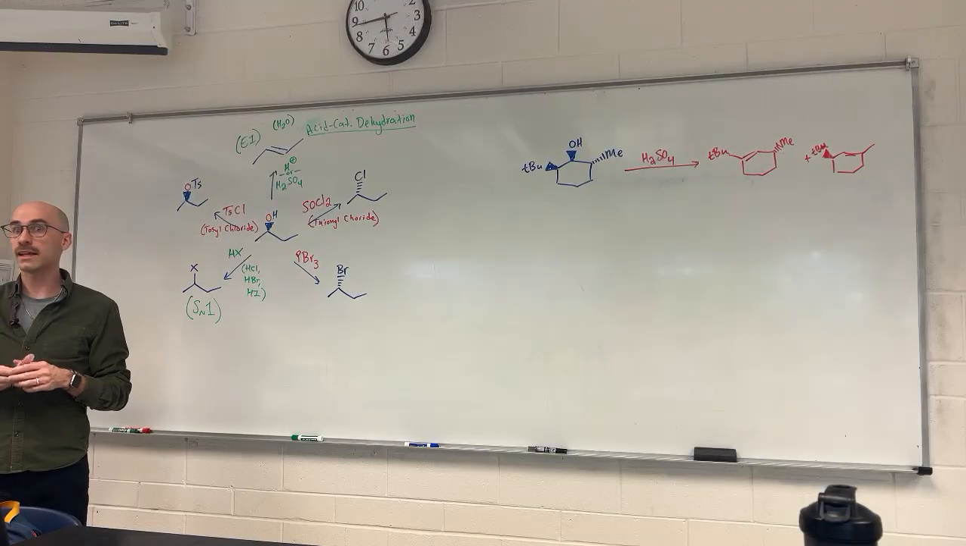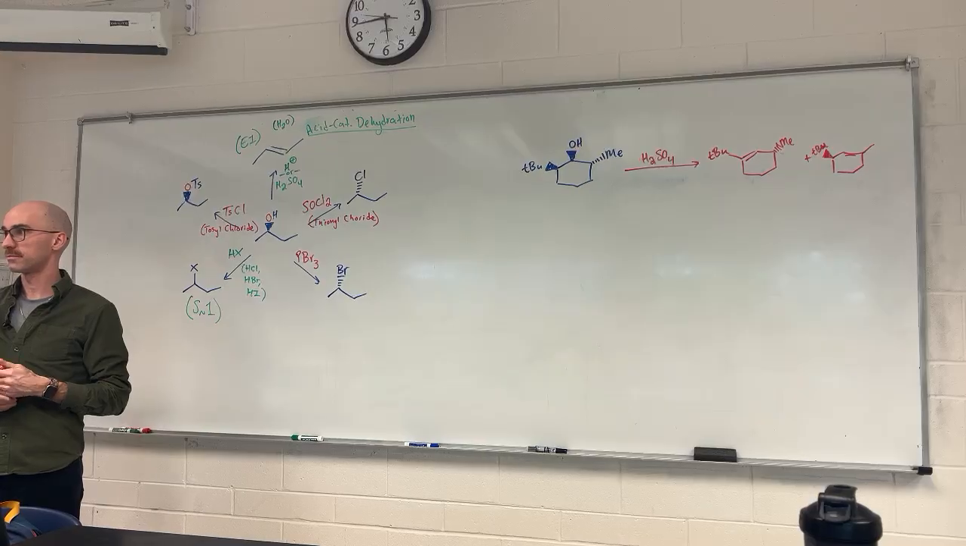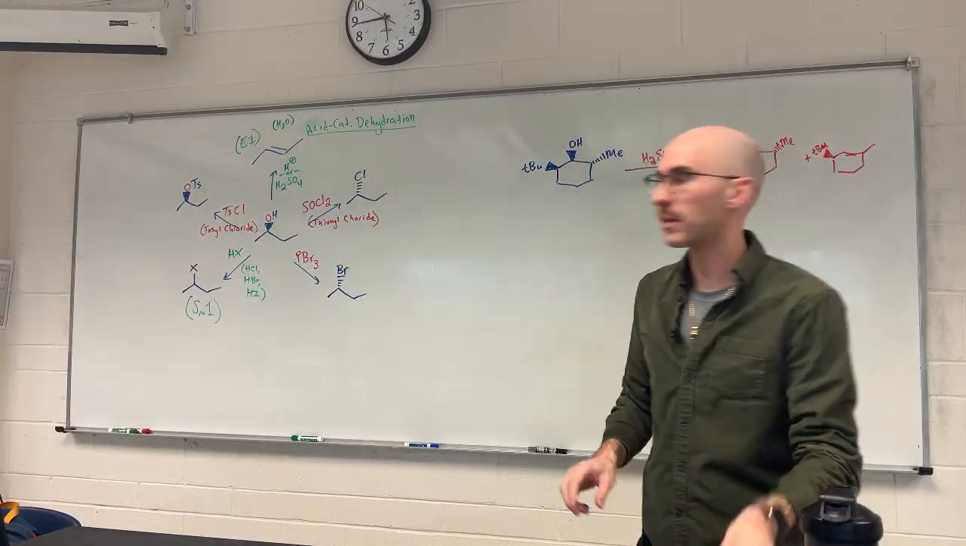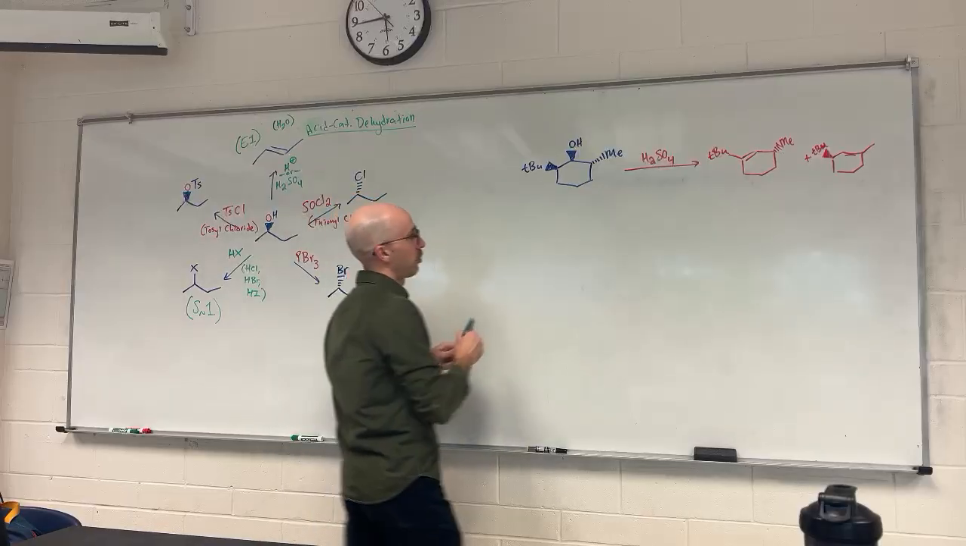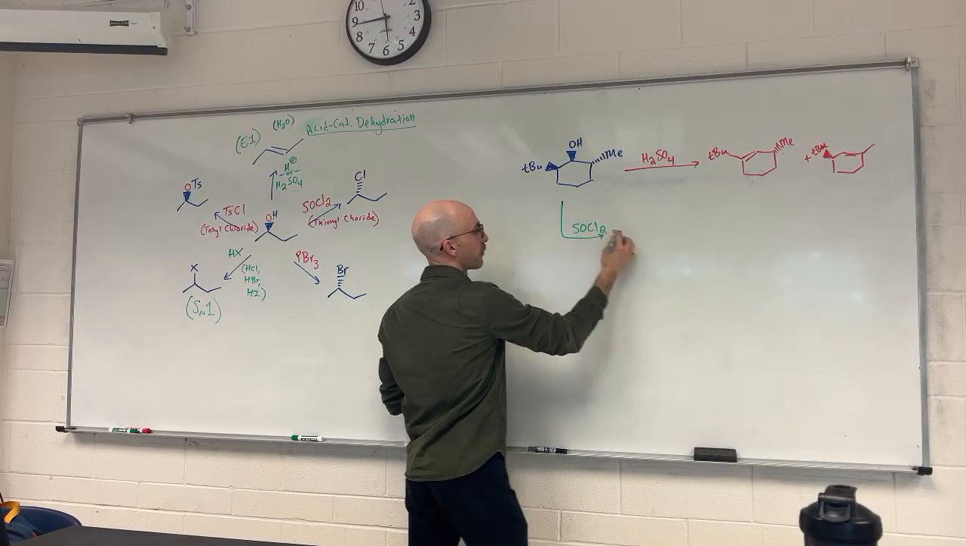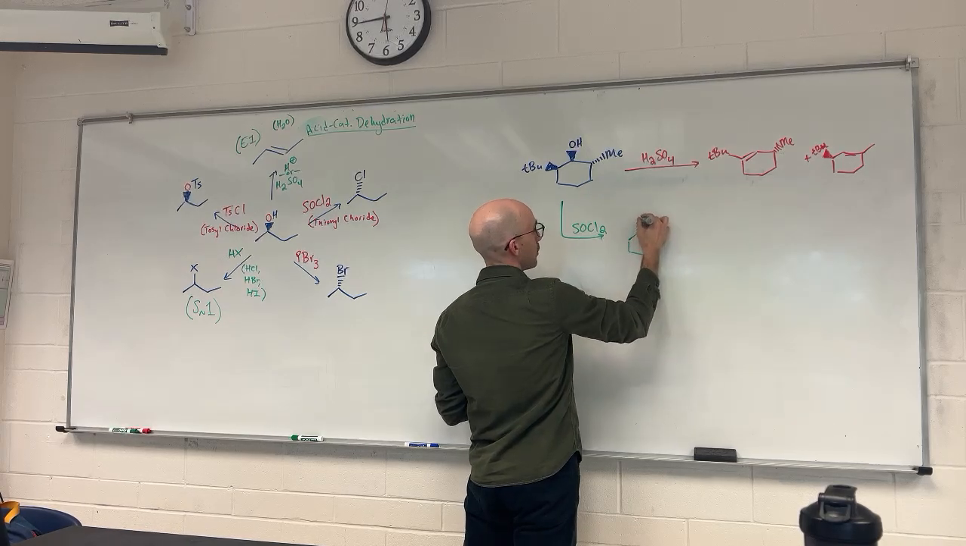I might not like that. I might want one alkene or the other. So how can I control which alkenes I get? Let's take thionyl chloride and let's convert this alcohol into an alkyl halide.